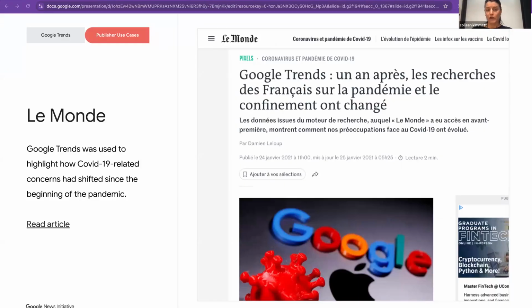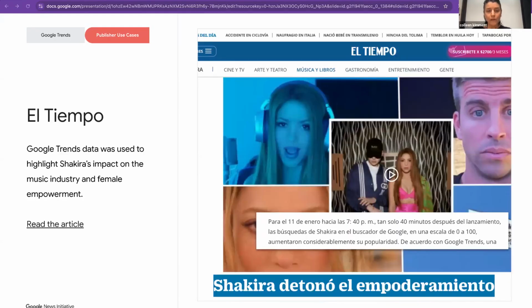Le Monde used trends to highlight how COVID-19 related concerns had shifted since the beginning of the pandemic. So this would be an example of looking at related queries associated with a search term, in this case, COVID-19. Here's another one, El Tiempo used trends data to look at a search interest in Shakira for a feature on her impact on the music industry and female empowerment.